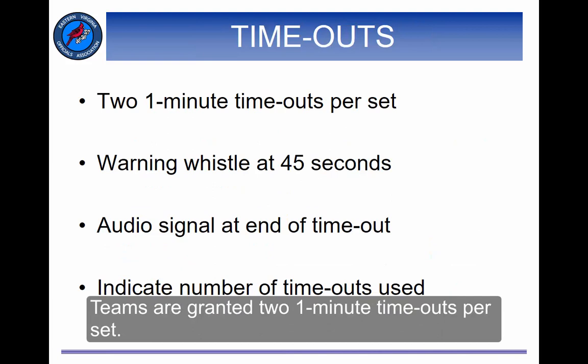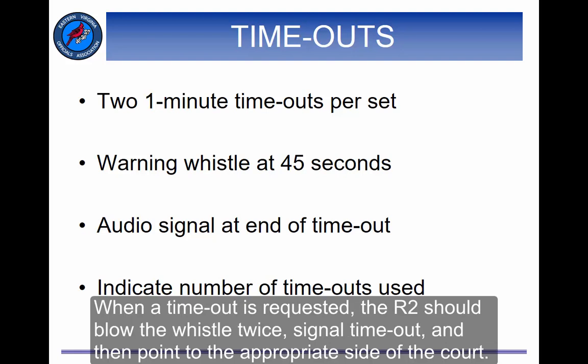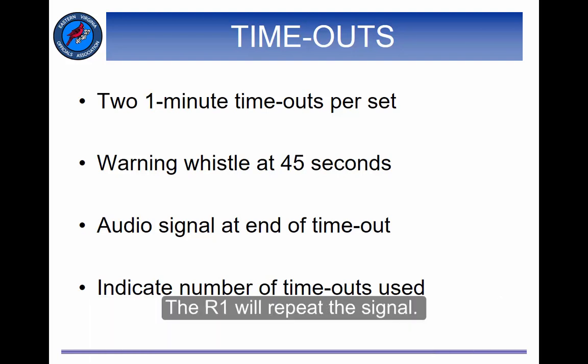Teams are granted 2 one-minute timeouts per set. When a timeout is requested, the R2 should blow the whistle twice, signal timeout, and then point to the appropriate side of the court. The R1 will repeat the signal.